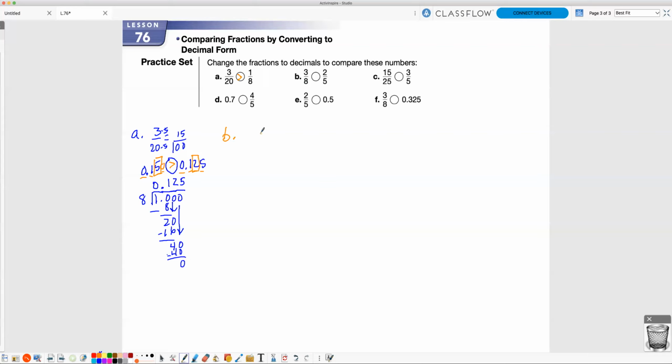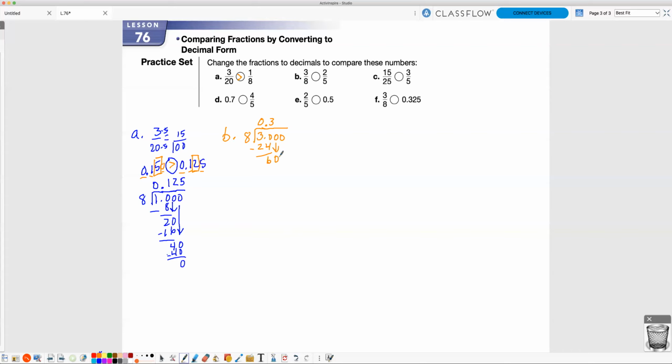3/8 and 2/5. So for 3/8, I need to do 3 divided by 8. And I'm going to add some zeros in here, and I'm going to put the decimal straight up in the answer. 3 divided by 8 is 0. 30 divided by 8 would be not 4 because that would be 32. So I would go to 3, which gets me to 24. Subtract that. This would be 6.